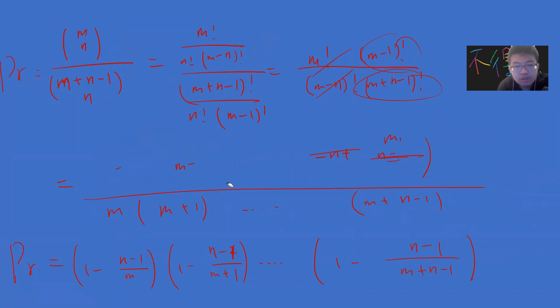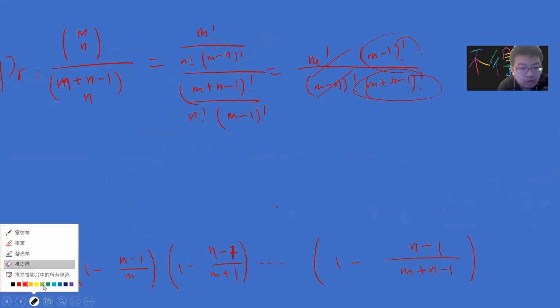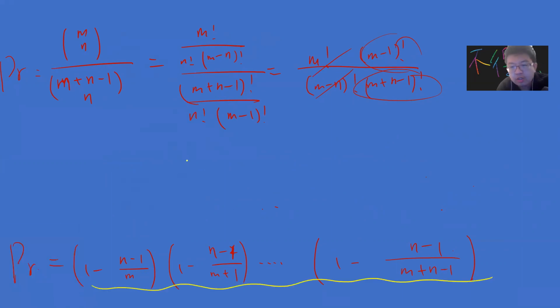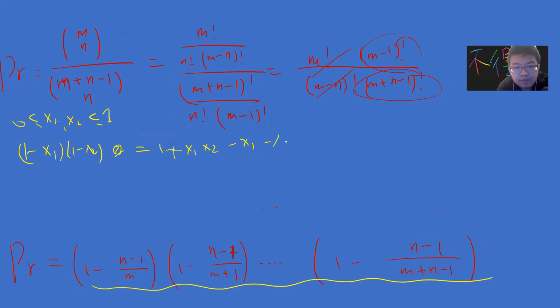Start from here and try to approximate this guy. To approximate this is not difficult. All we need to do is compute this, so we use a very simple inequality. Let's say x1, x2 are both these. Then this product is 1 minus x1, x2, minus x1 plus this, so it's greater than 1 minus x1 minus x2.